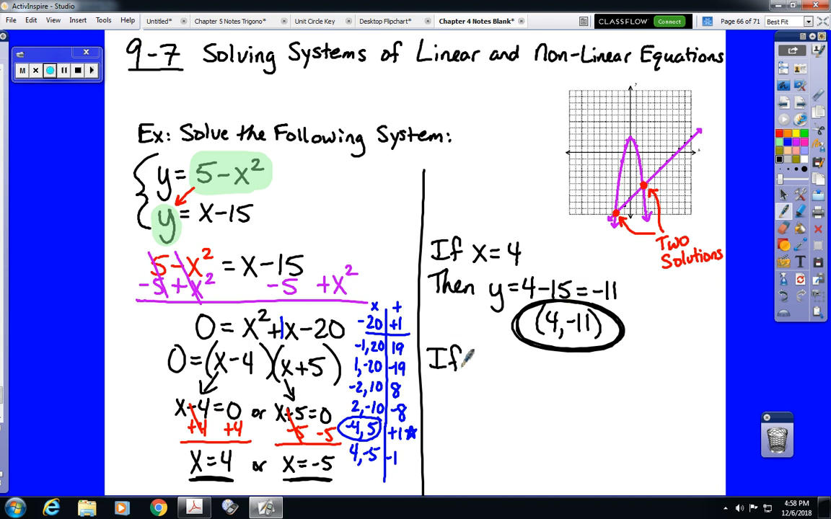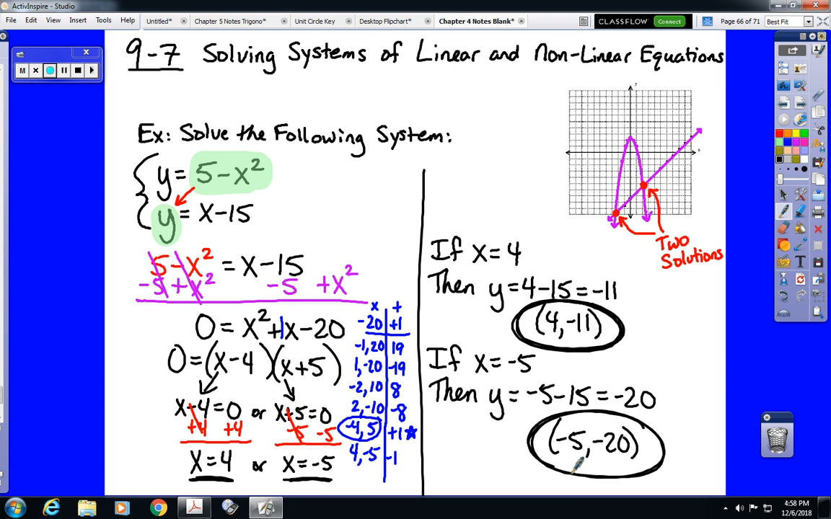Then we do the exact same thing for the other value. So if x is equal to negative 5, then y is negative 5 minus 15, or negative 20. So that would be the point negative 5, negative 20, x comma y. So those two points on the graph are the points 4, negative 11, and negative 5, negative 20.